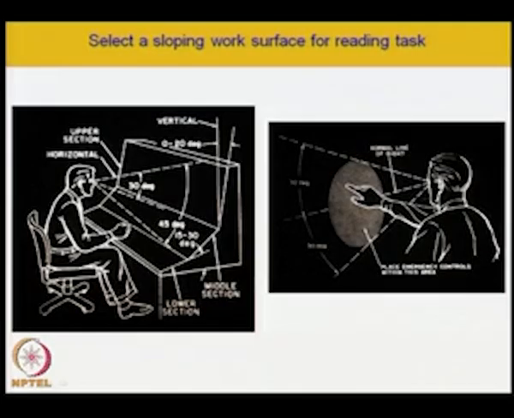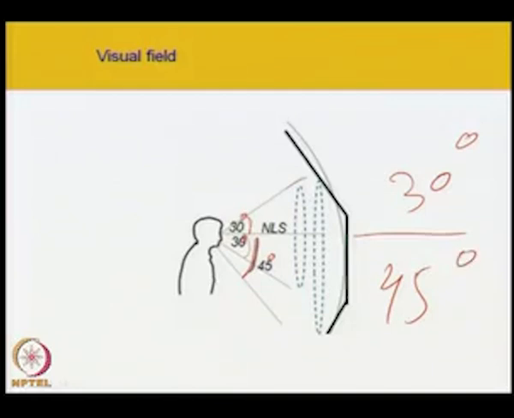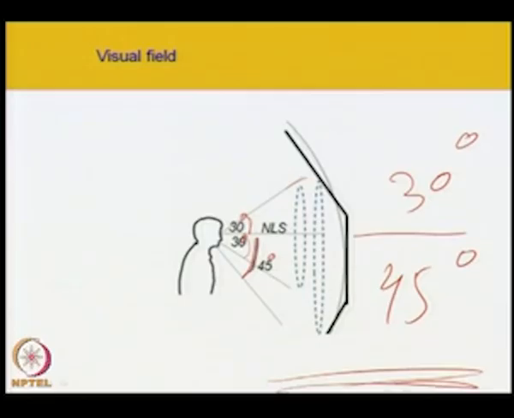So, in this visual field, if I see like this, this is the normal line of sight, this is the surface area. From here, above is 30 degrees and below 30 degrees, and it may extend till 45 degrees normally. So, roughly it can be said that 30 degrees above the head and around 45 degrees below the head is the normal visual field from top and bottom side. This is till where this 45 degree angle meets the floor level.